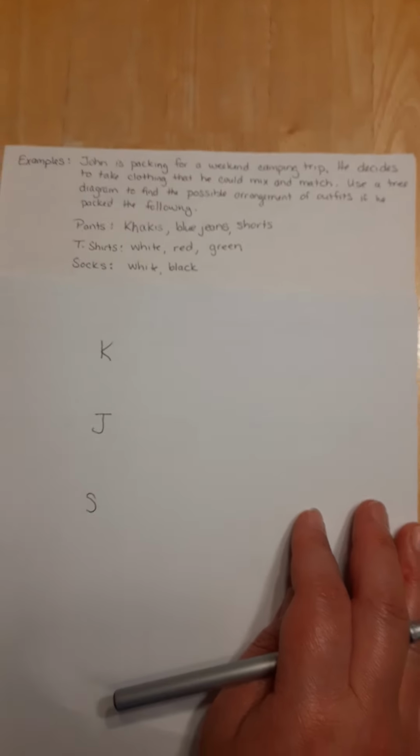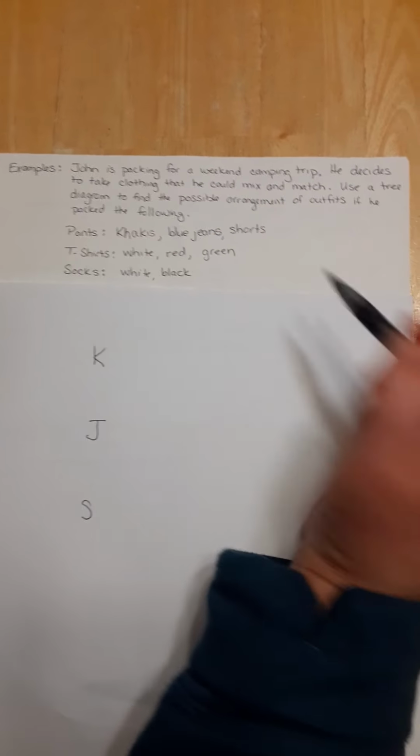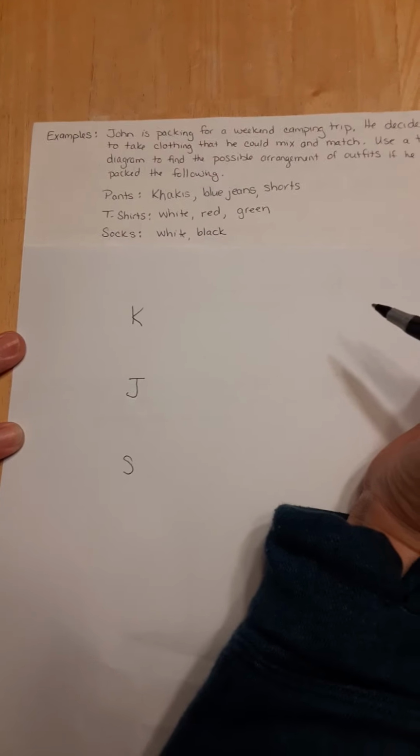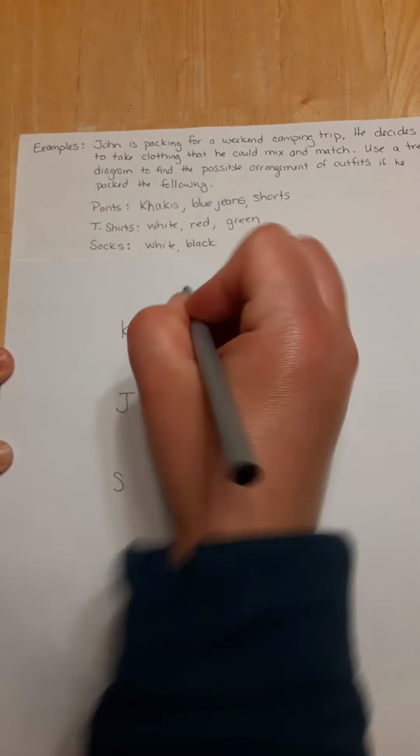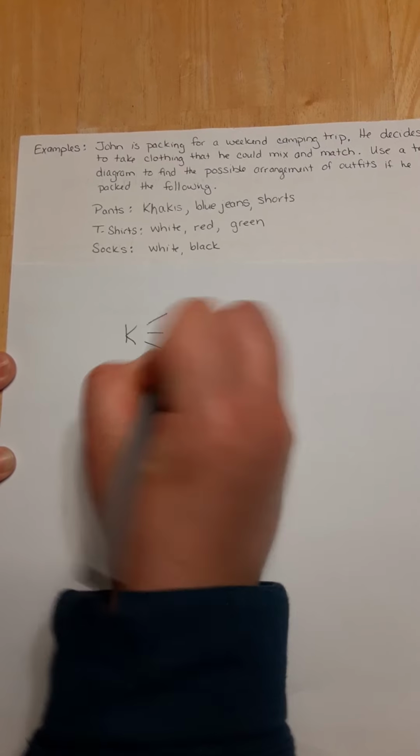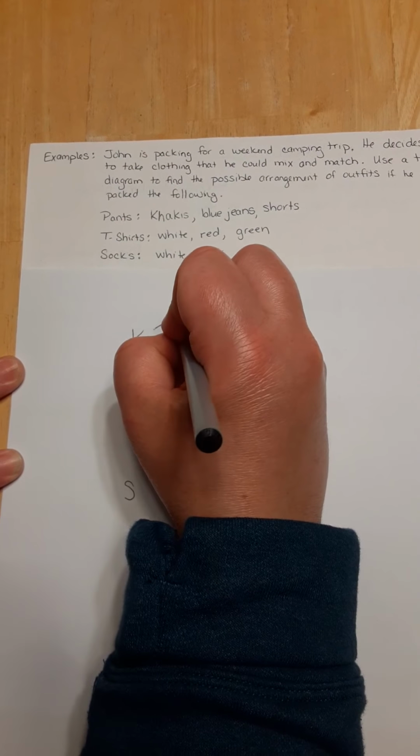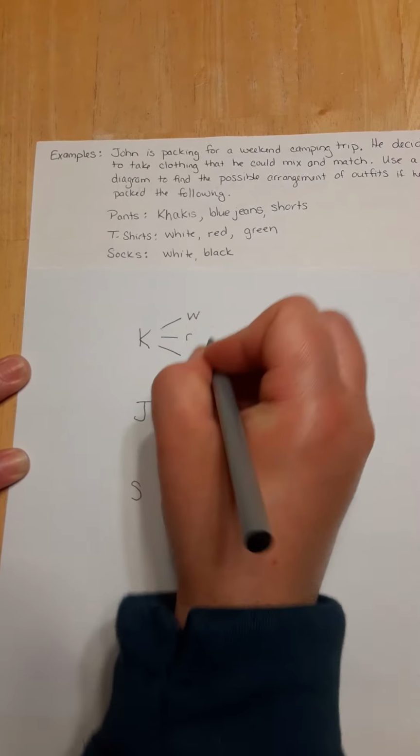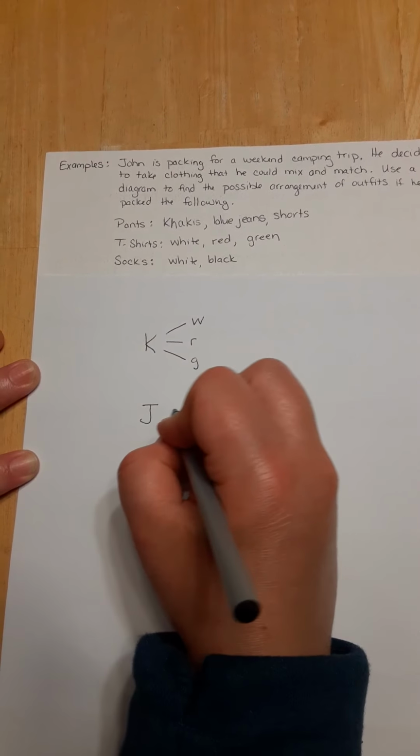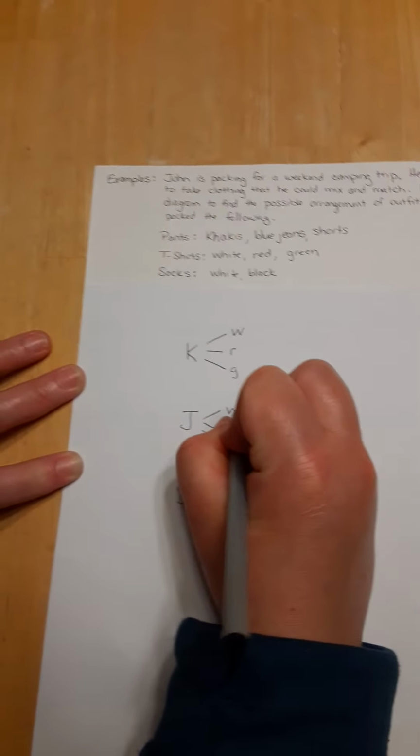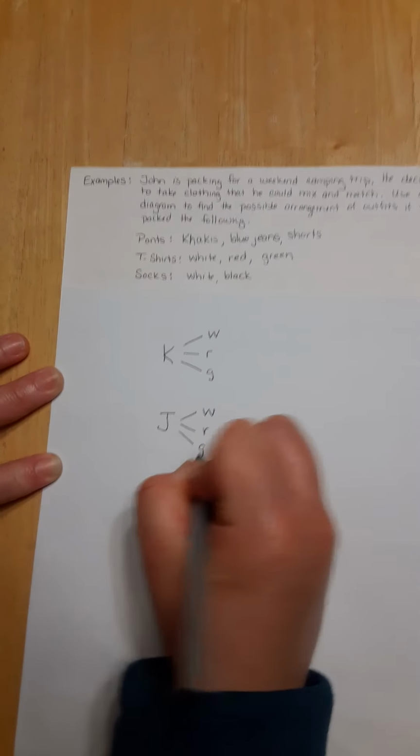Now from those pants, I'm going to worry about my shirts. He doesn't want to repeat any of these, so I'm going to do 3 branches here, because I have 3 different color shirts. I've got my white shirt, my red shirt, and my green shirt. I'm going to do this combination for every pair of pants here. Red and green, red and green.